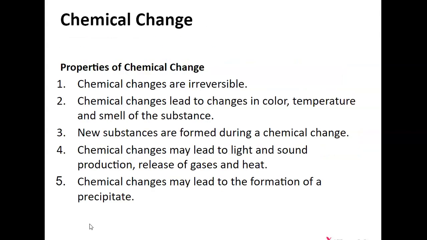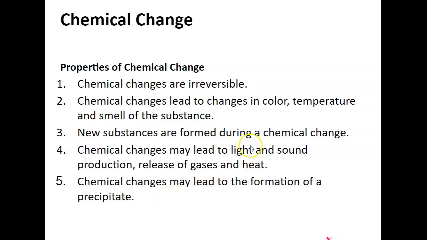So here are the final properties of a chemical change. You need to remember, chemical changes are irreversible. If you remember physical changes, we said we could reverse. If you put sand and salt together, or sand and iron filings together, then you separate them, we can just dump them back together. Okay, but chemical changes are irreversible.